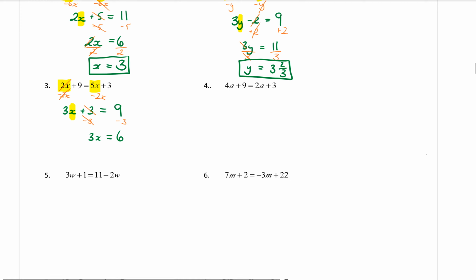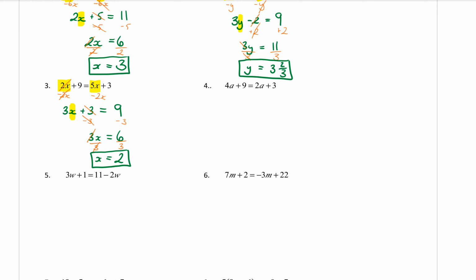And now I can get rid of the 3 that's in front of the x. It's timesed, so the opposite is to divide by 3. X is now by itself, and 6 divided by 3 is 2.